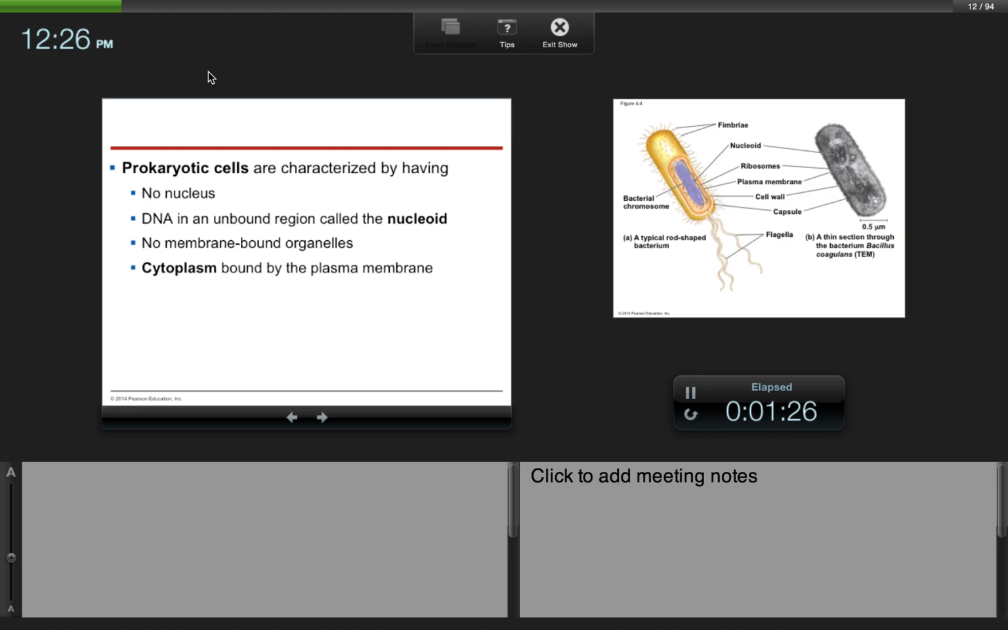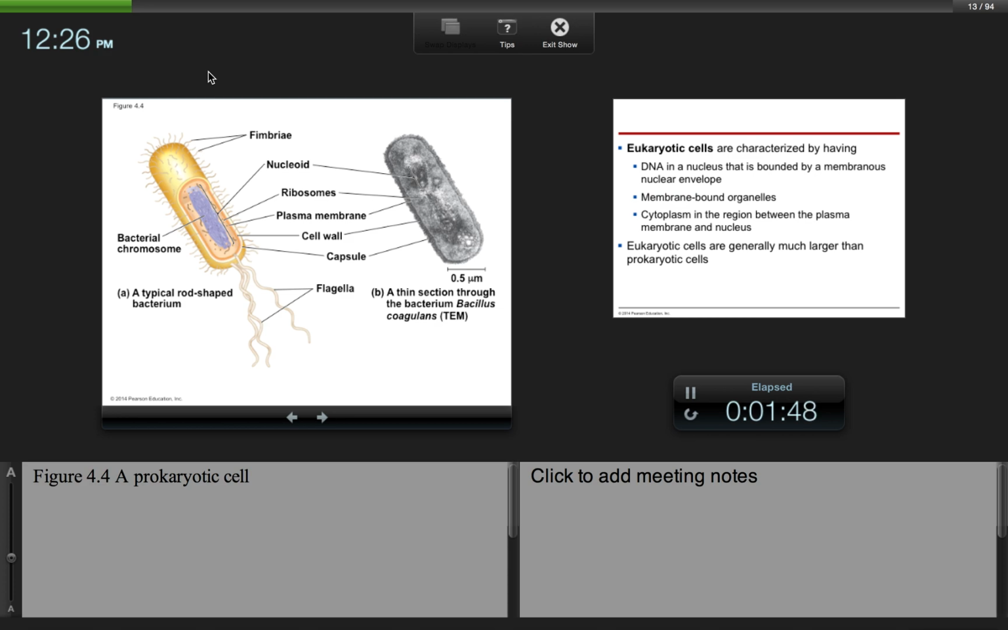Prokaryotic cells are characterized by having no nucleus. Their DNA is in an unbound region called the nucleoid. They have no membrane-bound organelles, so they don't have any ER, they don't have Golgi, they don't have mitochondria, they don't have chloroplasts, they don't have lysosomes, just to name a few. They do have cytoplasm, which is bound by the plasma membrane.